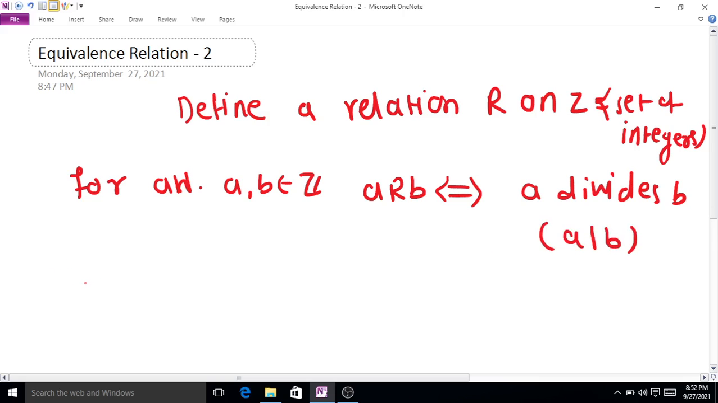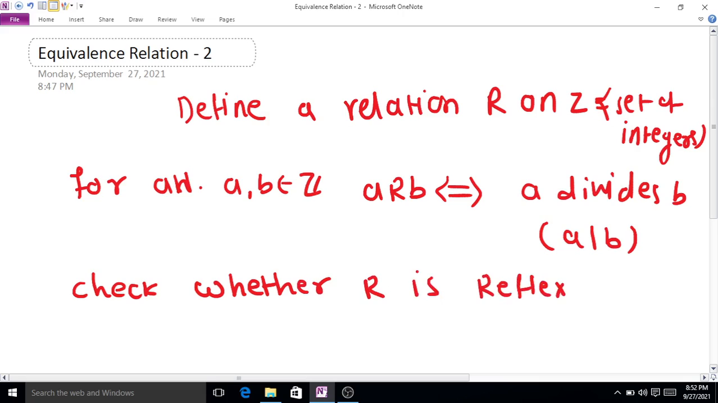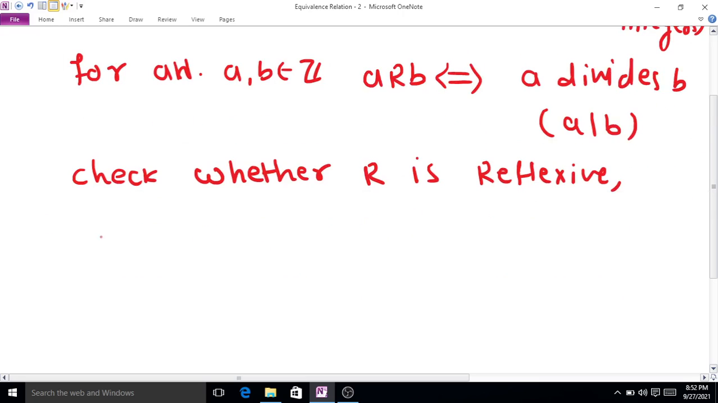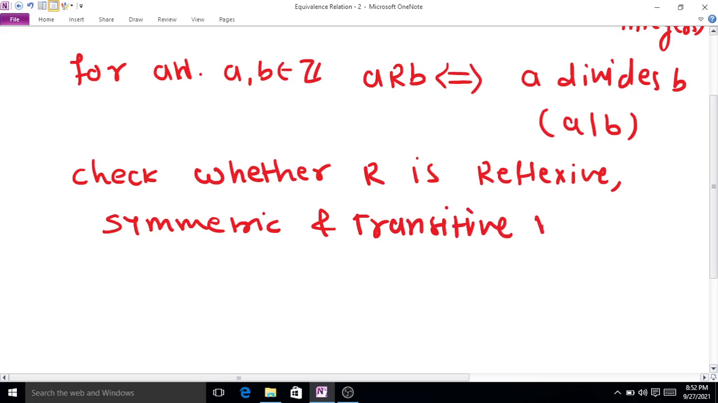Check whether R is reflexive, symmetric and transitive relation. Also check whether it is an equivalence relation.